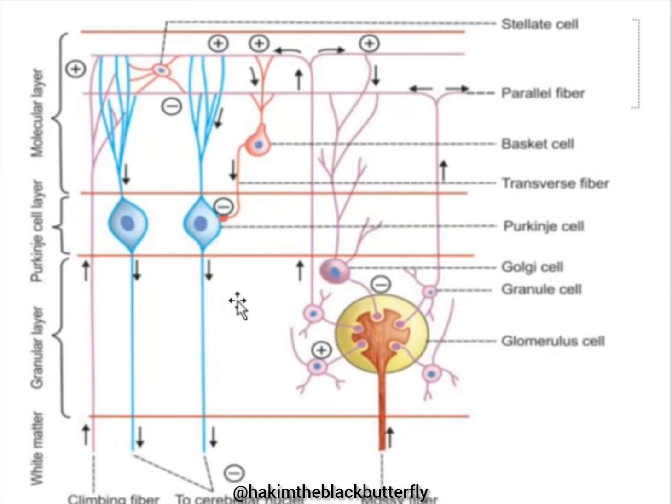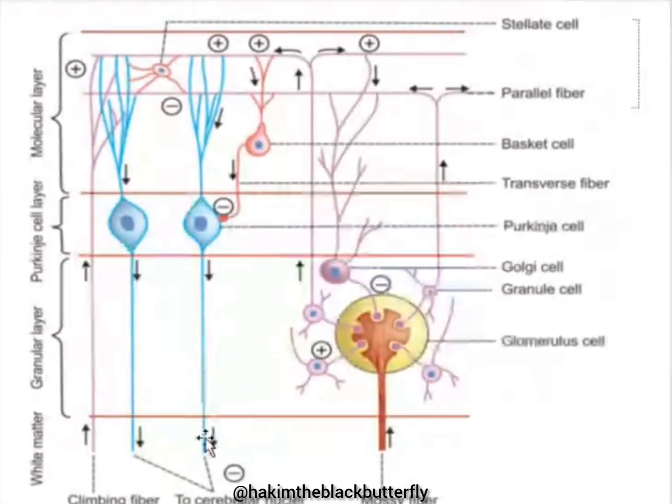How does efferent information exit? Because this one is afferent through the climbing and Morse. What about the one leaving? The one leaving is efferent information. Efferent information is moving out of the cerebellar cortex through axons of Purkinje cells. So efferent information exits the cerebellar cortex through axons of Purkinje cells.